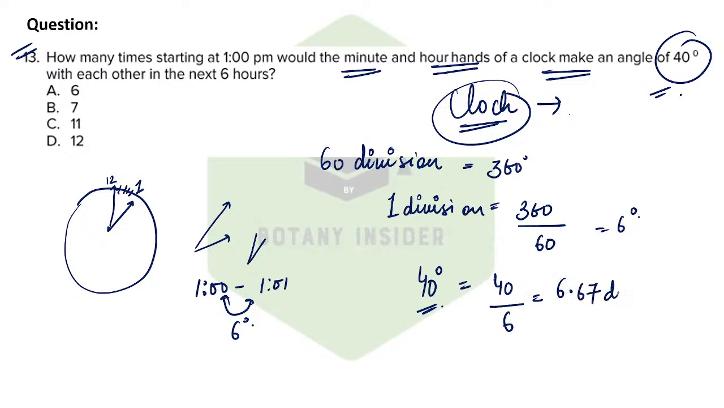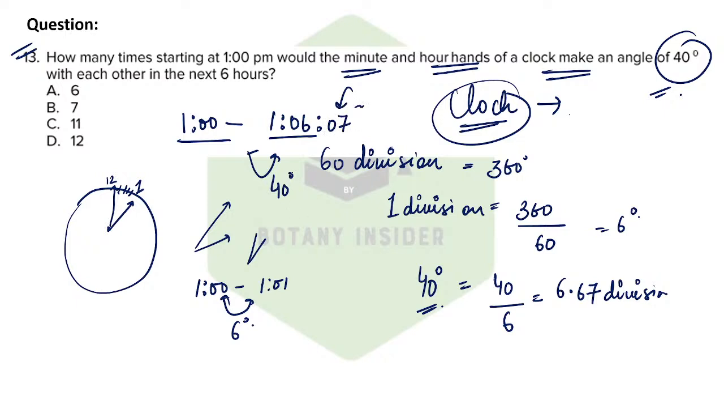So it is 6.67 divisions. That is, when the time is 1 p.m. 6 minutes, I'll have the angle between the hour hand and the minute hand as 40 degrees. Did you understand this particular point? And we can write down the seconds as well, that is at 7 seconds. So this will be your 40 degrees. So between 1 and 2 p.m., I'll have one such instance in total, right?